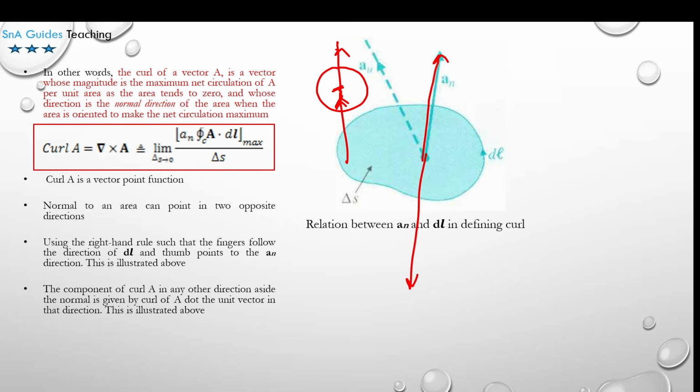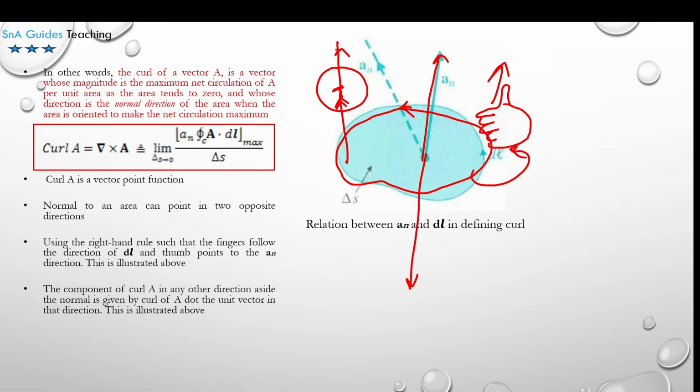It's just practical. You just curl the fingers of your right hand in the direction that you are traversing the loop, right? If this is the loop, in what direction are we traversing it? You curl the fingers of your right hand, and you realize that the normal is going to be in this direction.